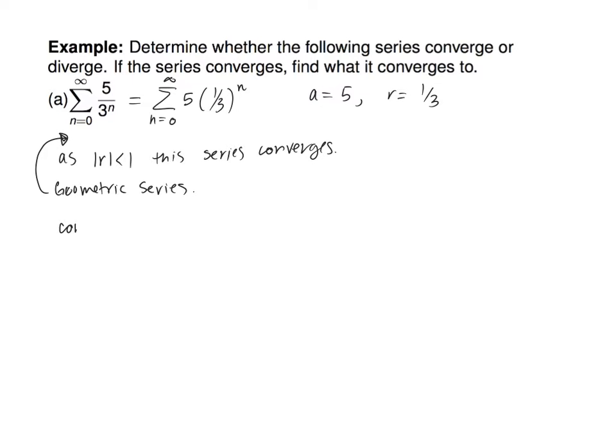And it converges to a over 1 minus r, which is what? 5 over 1 minus a third, right? Which is 5 over 2/3, yes, which is 15 halves.